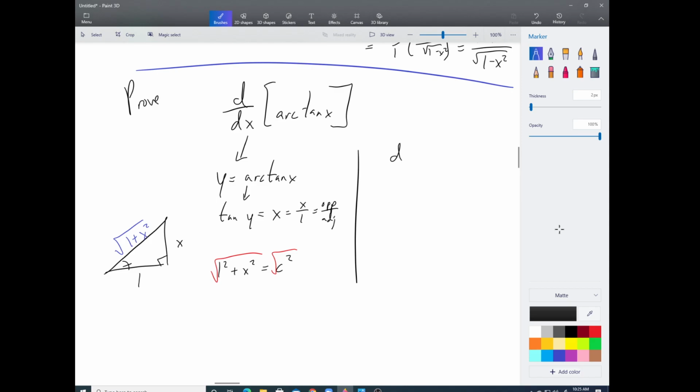All right, so we're going to take the derivative with respect to x of the tangent of y, and what the tangent of y equals. And do you remember what the derivative of a tangent is?